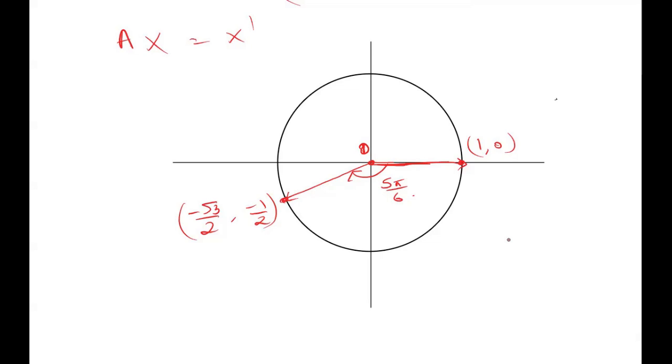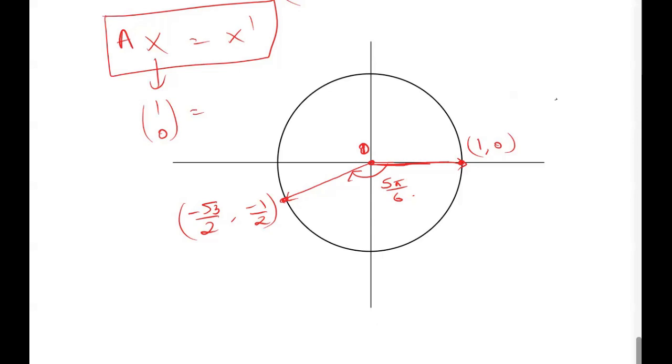If you have a confusion, how did we arrive at this point? What you can do is, in this equation, take your x as (1, 0) and you will arrive at x dash. So yeah, that's how we do this question.